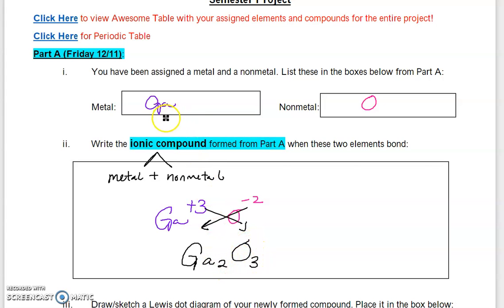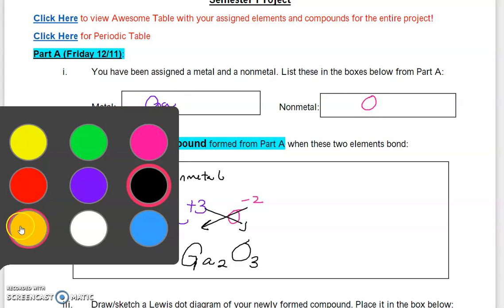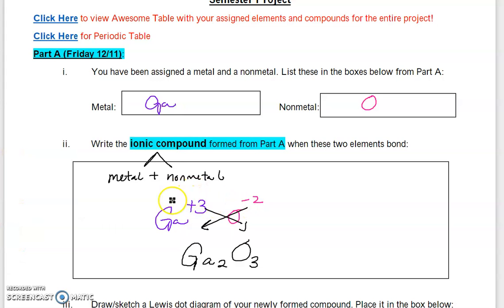Okay, so go ahead and do that with your examples. Click the awesome table, get your specific metal, non-metal. Then don't forget this part. Make sure you get the charges and then crisscross, and then you'll have your ionic compound formed from part A. We're going to be using this a lot in the project.